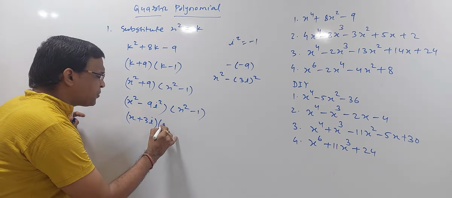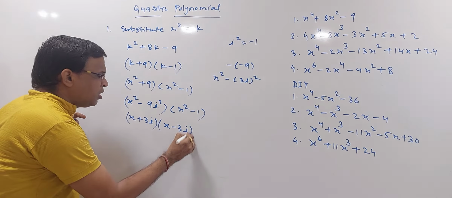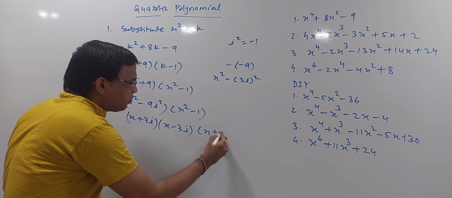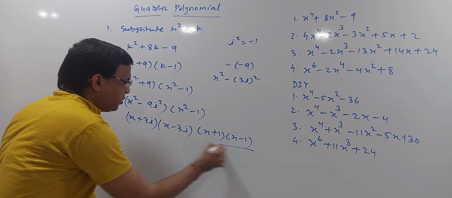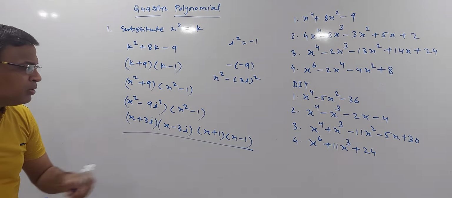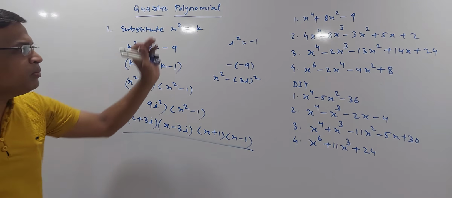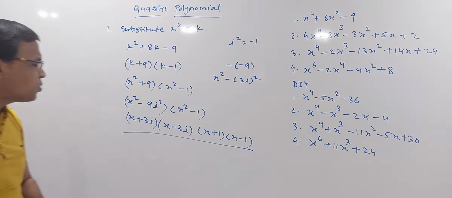imaginary roots always come in pairs. We can call it a conjugate pair. It is x plus 1 and x minus 1. This is the final answer. So we are getting one positive root, one negative root, and two imaginary roots. That is in line with Descartes rule of signs.